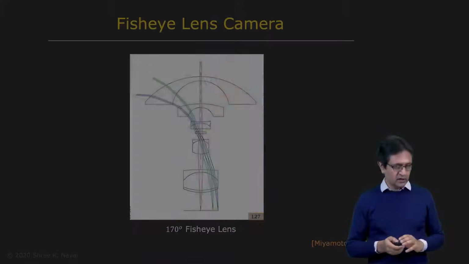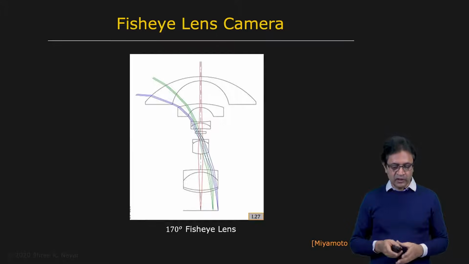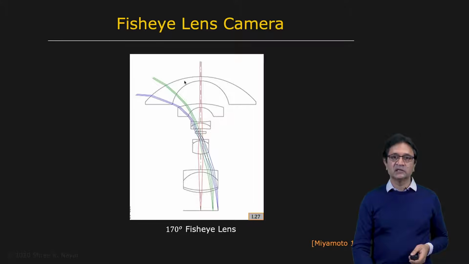So there are two ways to do this. One is to use lenses, and the second is to use mirrors. Let's talk about lenses first. So here is an example of a fisheye lens. This was first introduced by Miyamoto back in 1964. The fisheye lens has been designed to have a very large field of view, 170 degrees in this particular case, and uses a series of what are called meniscus lenses.